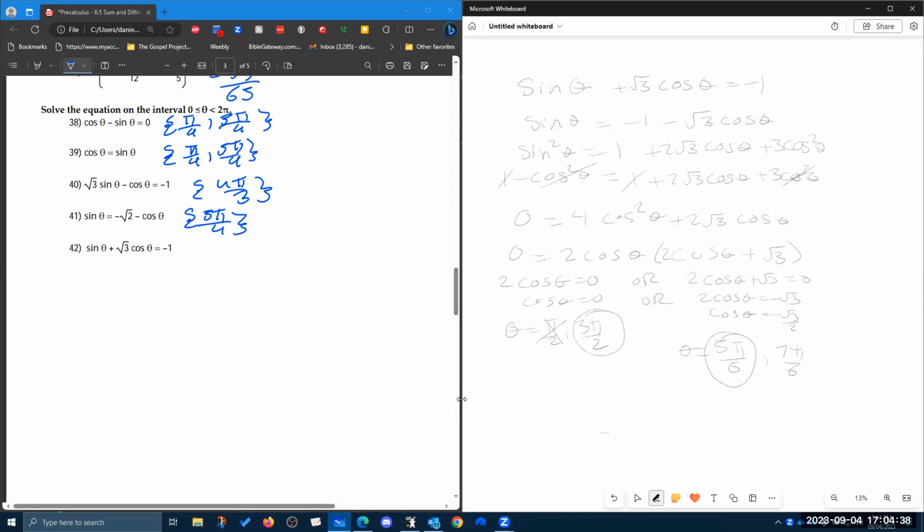And sine of 7 pi over 6 is a -1/2. Cosine is a negative root 3 over 2, and -1/2 minus 3/2 would be a -2, which is not the same as a -1. So my only answers here are going to be 3 pi over 2 and 5 pi over 6. Let's write them in ascending order: 5 pi over 6, 3 pi over 2. There we go.